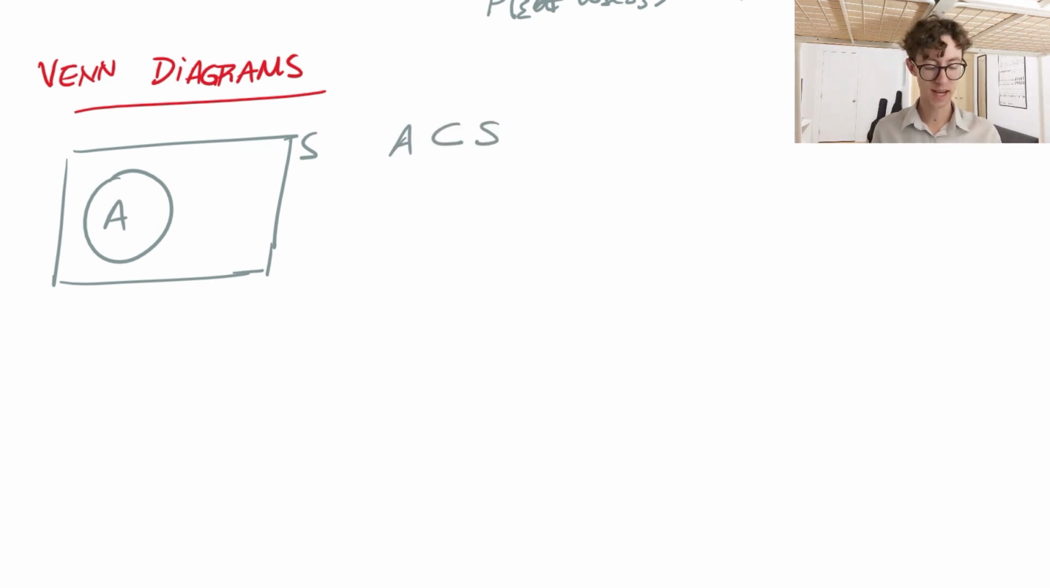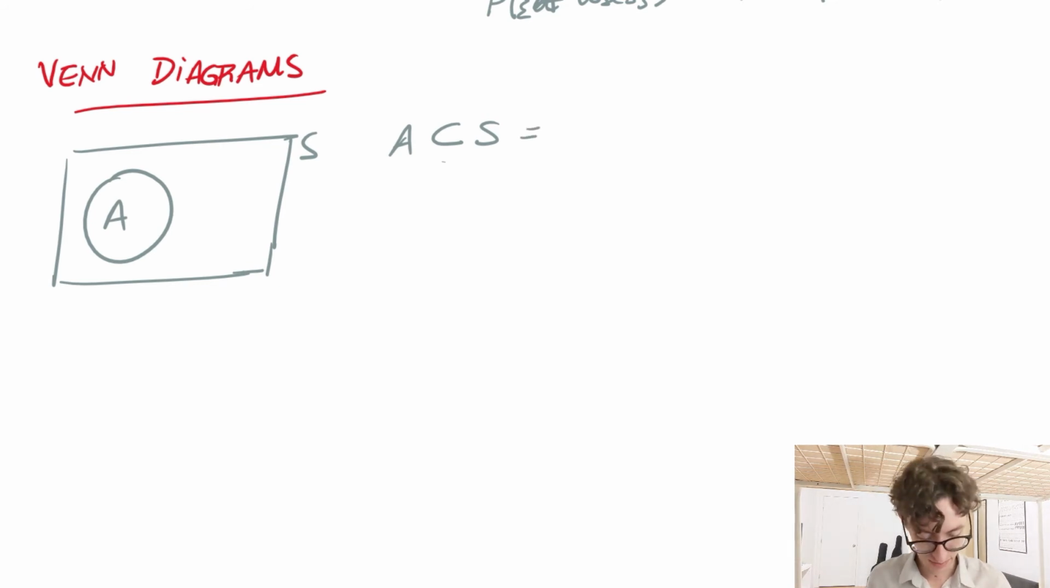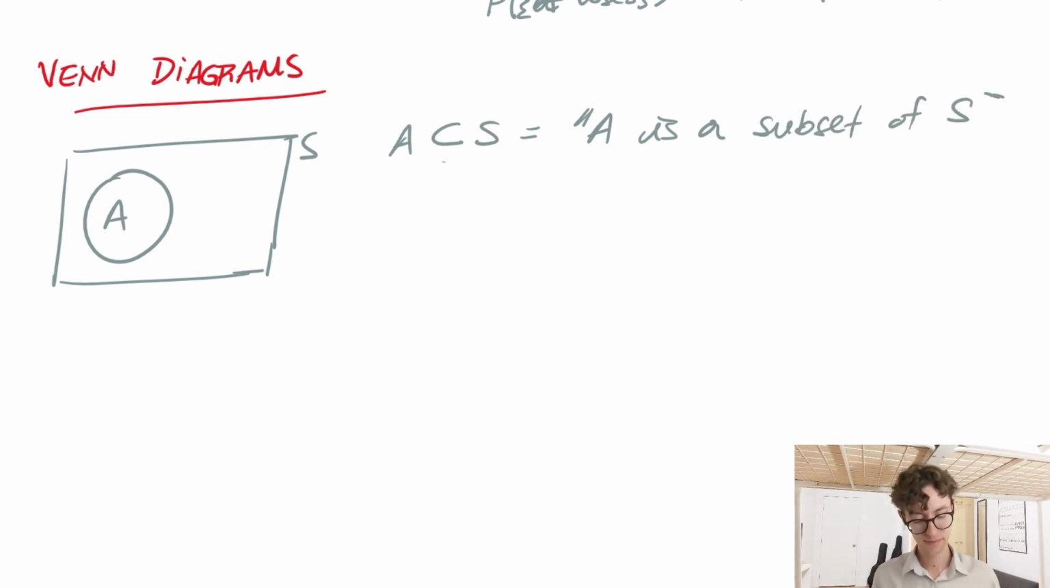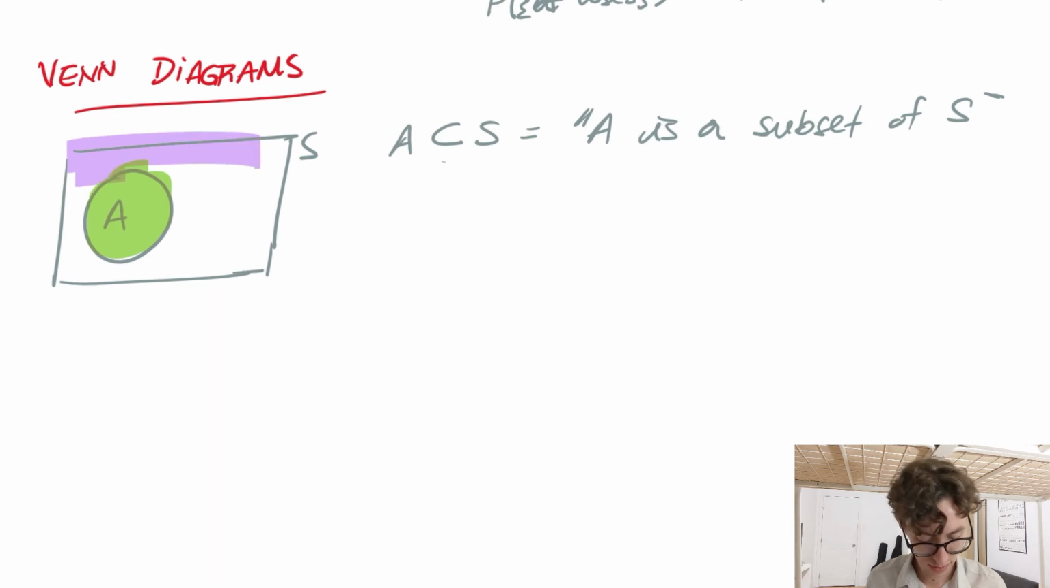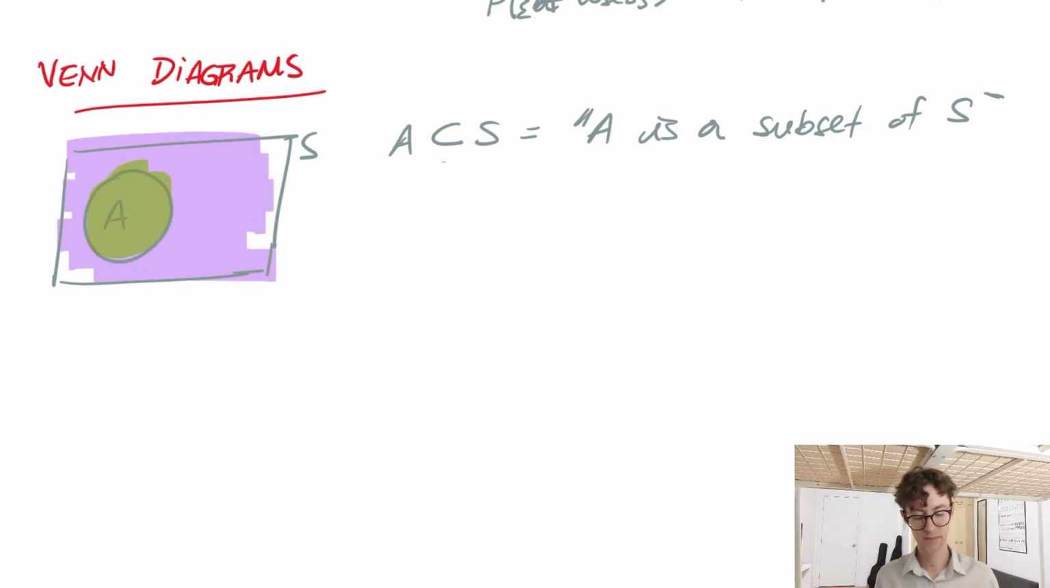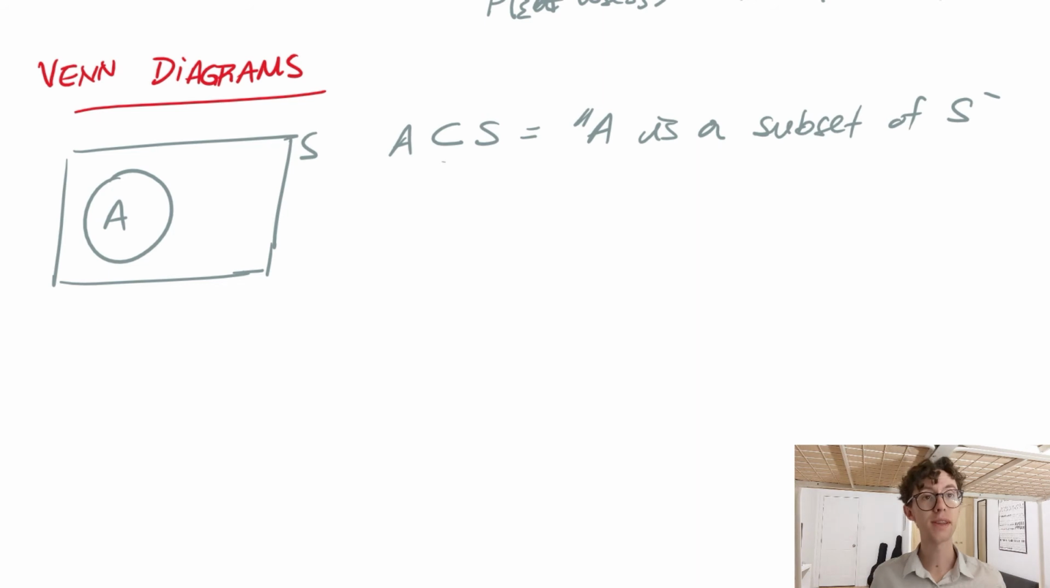And I can say that A is a subset of S. And I do this with this kind of funny looking C. That means A is a subset of S. Right? You can see that everything that is in my A here is also inside of my S here. Right? Great. Let's get back to the colors that we had before. The other thing that we have here is what we call a complement.